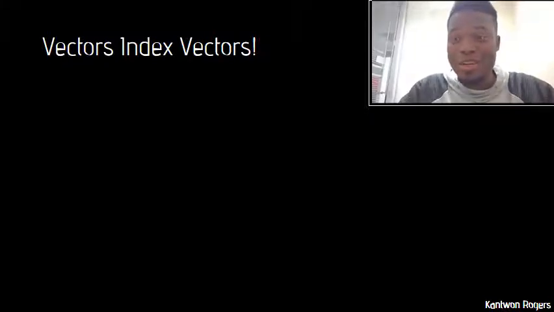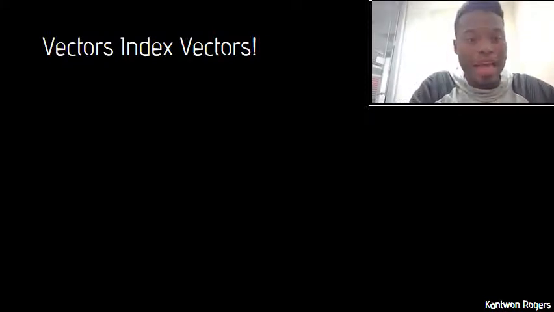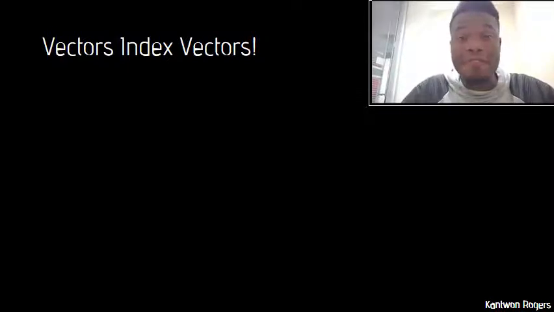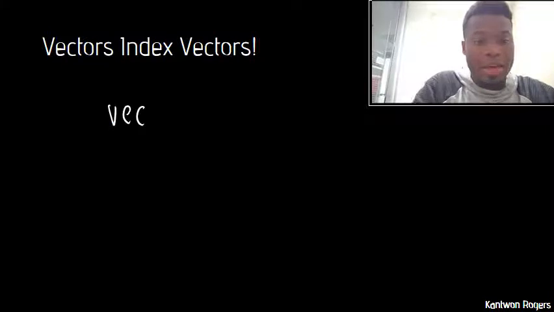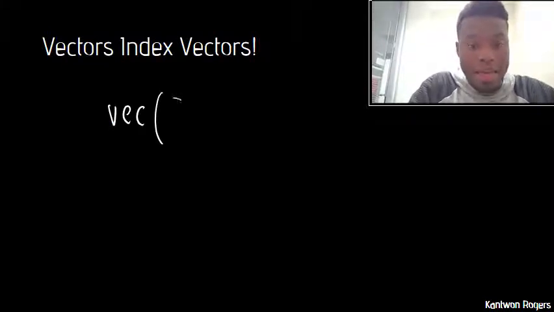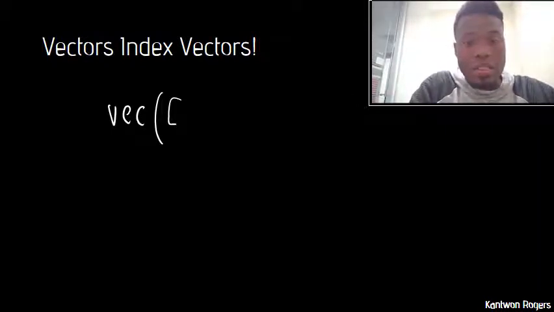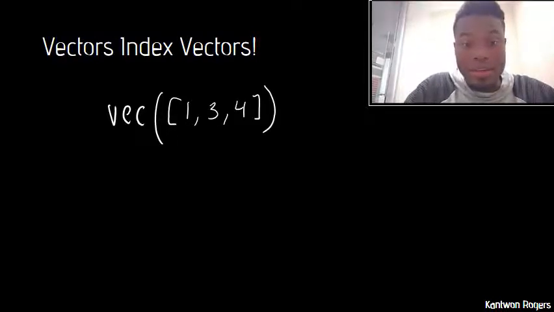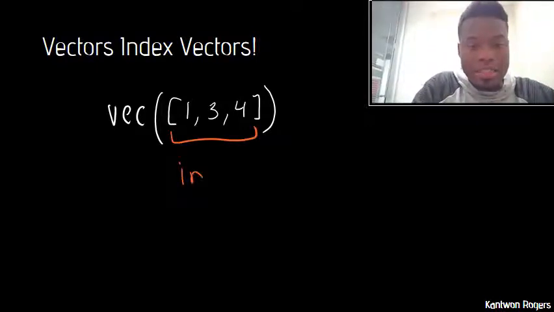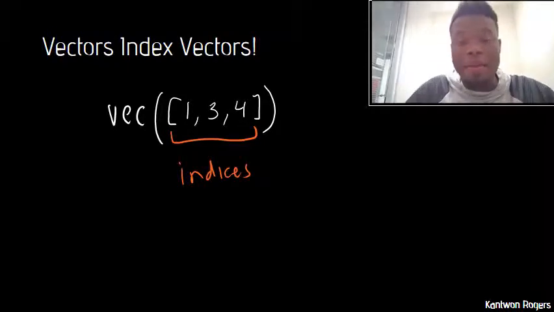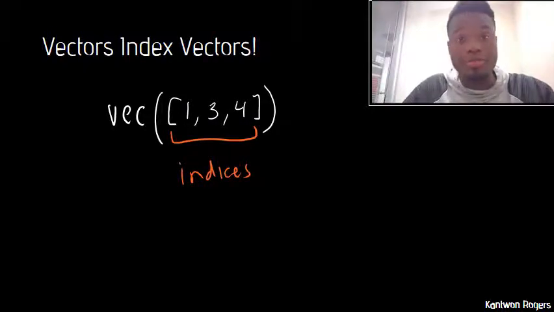Mind-blowing, right? So for instance, let's say I wanted to index the first index, the third index, and the fourth index of a vector. So I could tell MATLAB, hey, I want to index my vector, and then I have to give it a vector of indices that I want to access. So I said I wanted to access the first index, the third index, and the fourth index. So therefore, these are indices, and what I would get back are values.